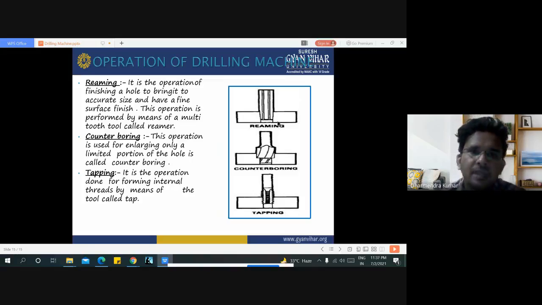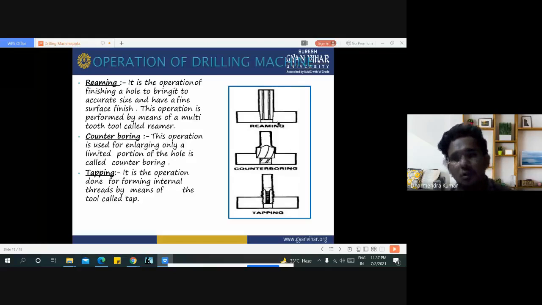Counter boring is the operation used for enlarging only a limited portion of the hole. Tapping is the operation done for forming internal threads by means of a tool called a tap. This is overall about drilling operations and the drilling machine.